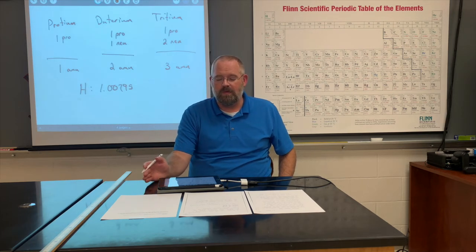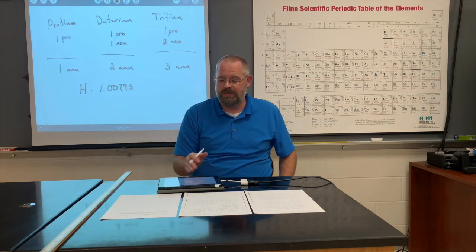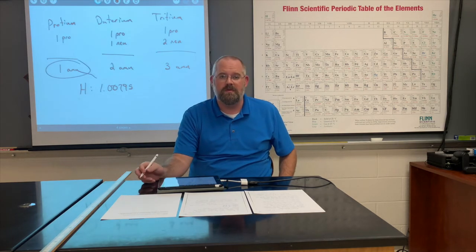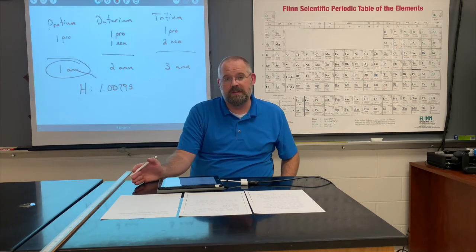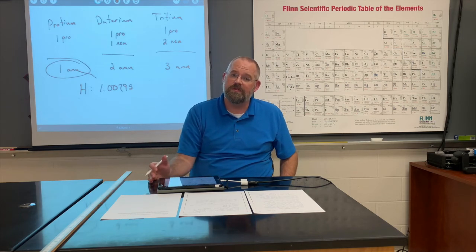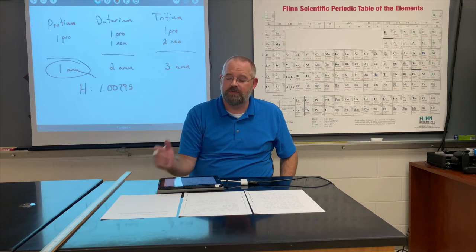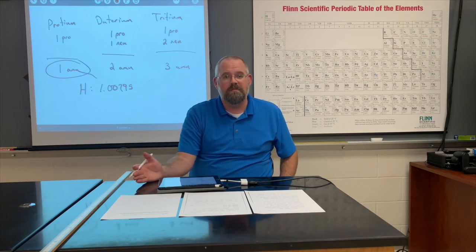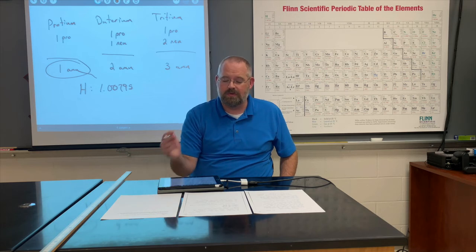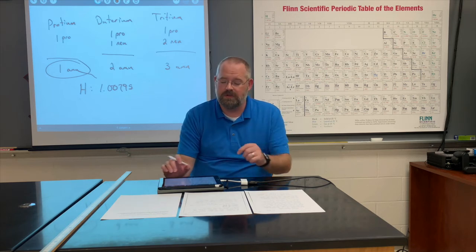Now, what is that closest to? 1, 2, or 3? Well, it's closest to 1 AMU, which actually means that most of the hydrogen throughout the known universe is protium. Deuterium and tritium are out there, but they are in extremely small amounts. Okay, so protium is the most abundant hydrogen in the universe.